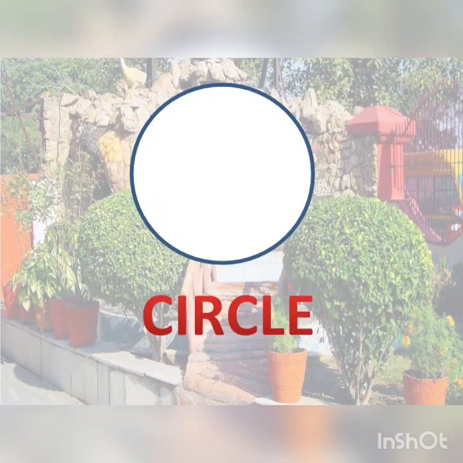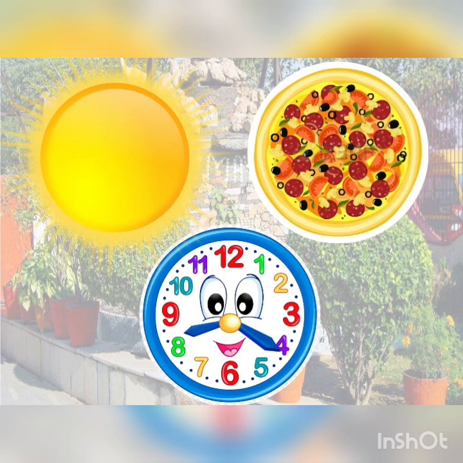And after square, now the another shape is circle. So see, circle has one single line which starts from one point and ends with the same point. So it is all round. This is called circle. And you can find some objects of circle shape like sun, your loving pizza and clock and so many other things like chapati at your home, mama cooks for you, right? So these all are circle in shape. You can easily find.